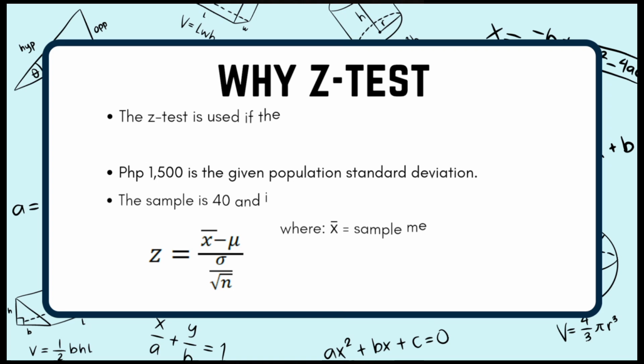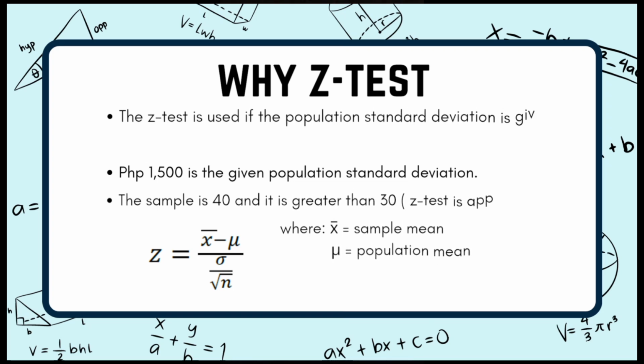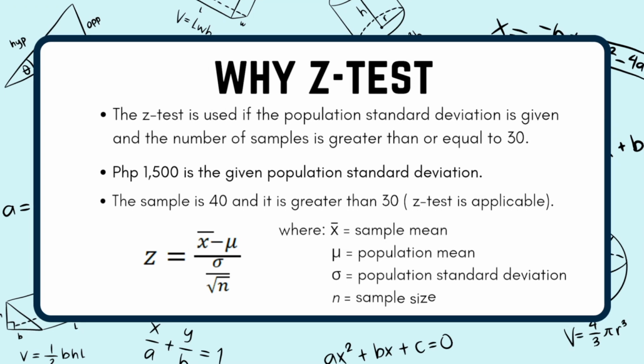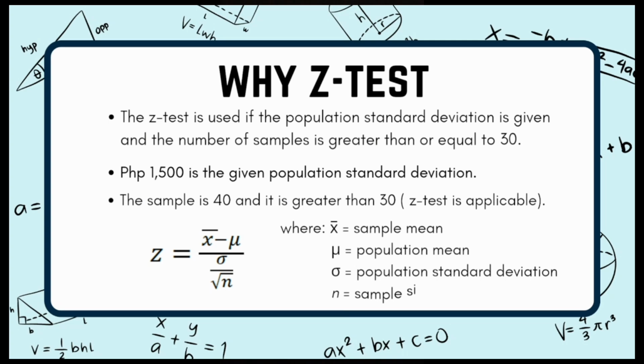Why z-test? Ang z-test ay statistical test na ginagamit para ma-determine kung ang dalawang population means ay magkaiba kapag ang variances ay kilala at ang sample size ay large. Yung z-test ay ginagamit kapag ang population standard deviation ay given at ang number ng sample ay greater than or equal to 30. Sa example, since 1,500 population standard deviation ay given at ang number ng samples ay 40 which is greater than 30.